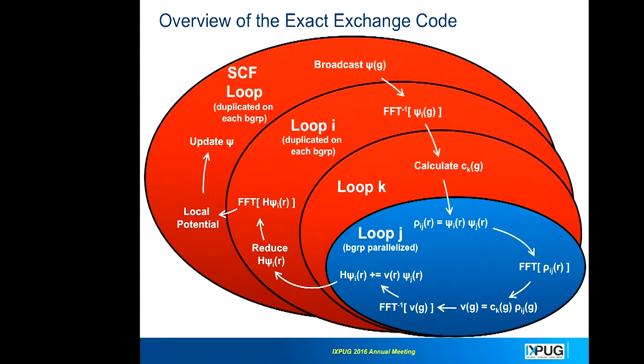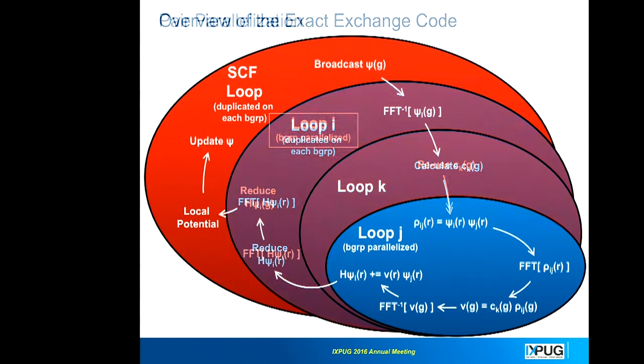That is to say, all the work in the red loops is just duplicated across every single band group in your system. And you can see you're performing a very large amount of the calculation in serial with respect to band groups. As such, one of the things that you can immediately do in order to try and improve the performance of the code is to expand the regions of the code that are actually parallelized.